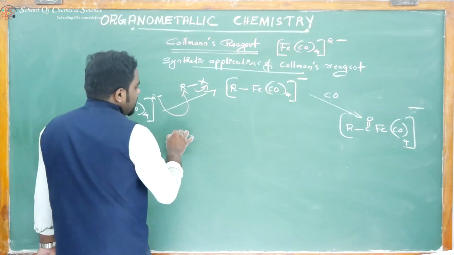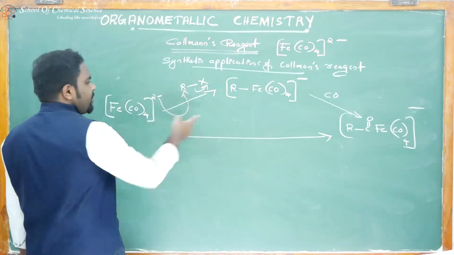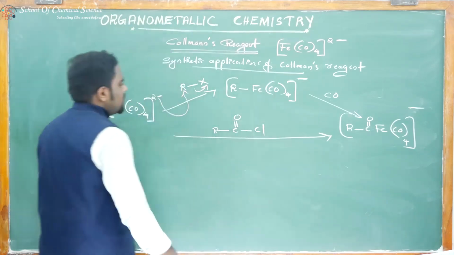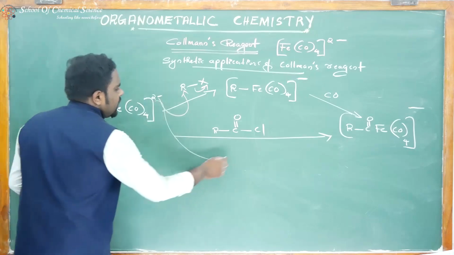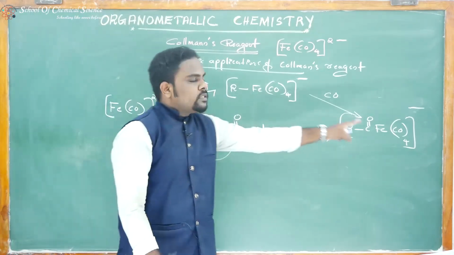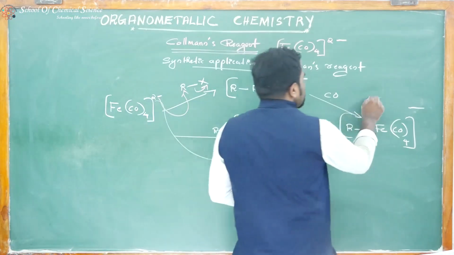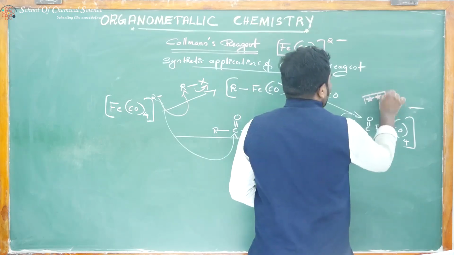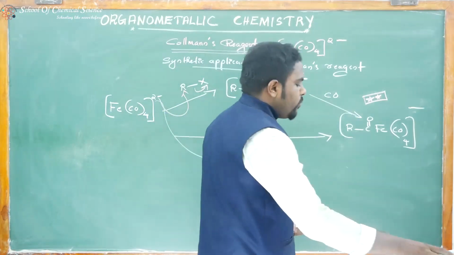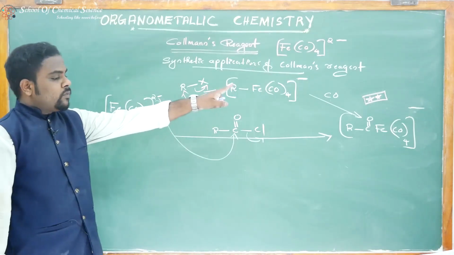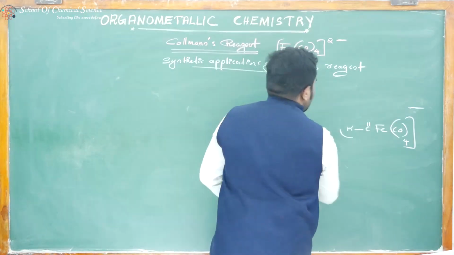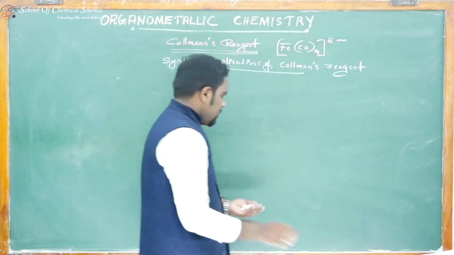Or you can directly obtain this product. Directly, this can be converted into that product by the reaction with an acyl chloride, RC=O Cl. What is the reaction? Simple nucleophilic attack. The negative charge attacks the carbonyl carbon, Cl will be eliminated, giving RCO Fe(CO)4 negative. From this reagent, many useful organic compounds can be synthesized. RCO Fe(CO)4 negative. So please listen.